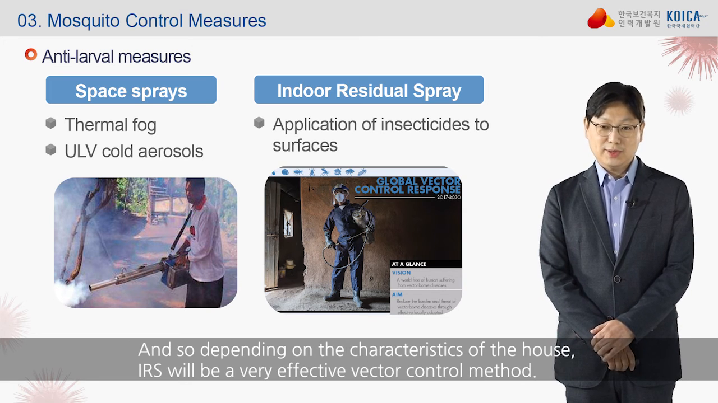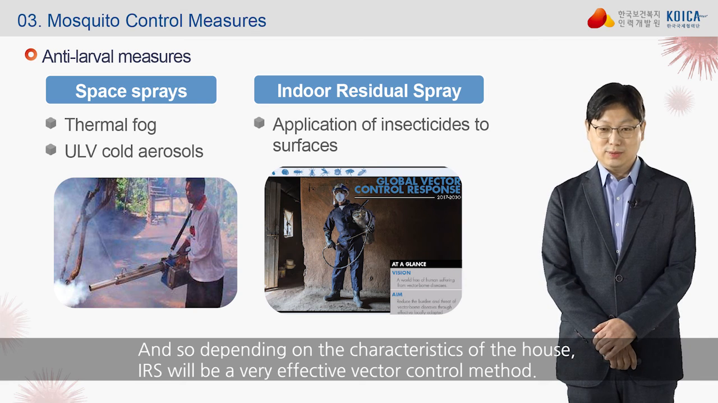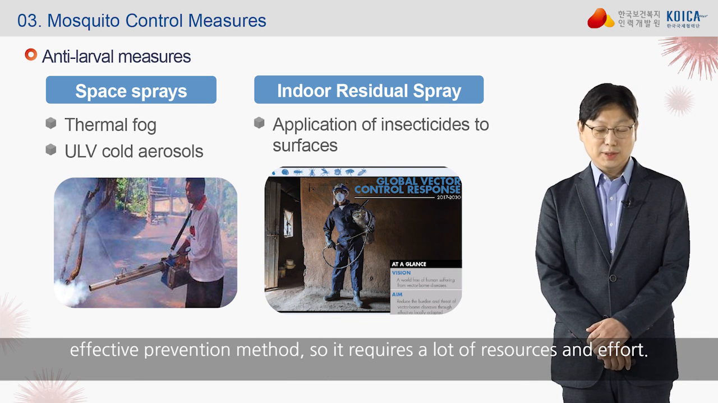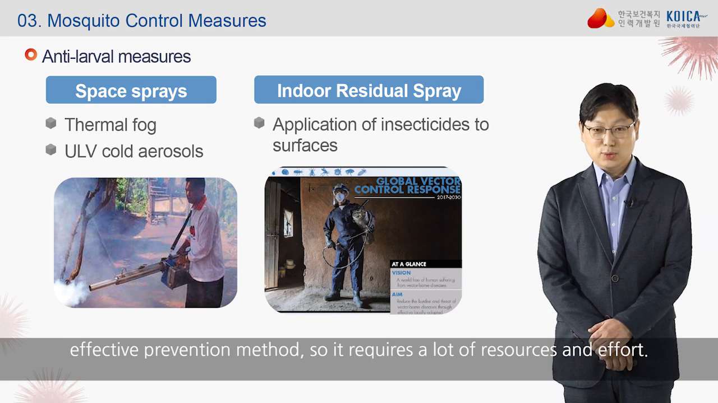And so, depending on the characteristics of the house, IRS will be a very effective vector control method. However, when choosing residual spray, please keep in mind that you need to cover at least 80% of the region for it to be an effective prevention method, so it requires a lot of resources and effort.